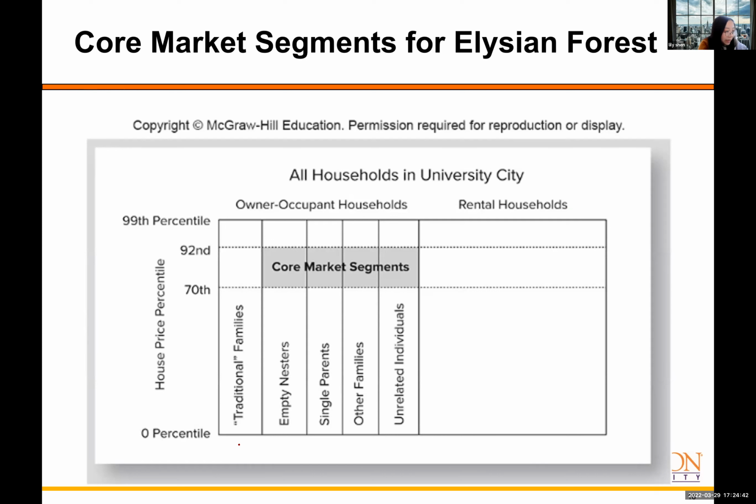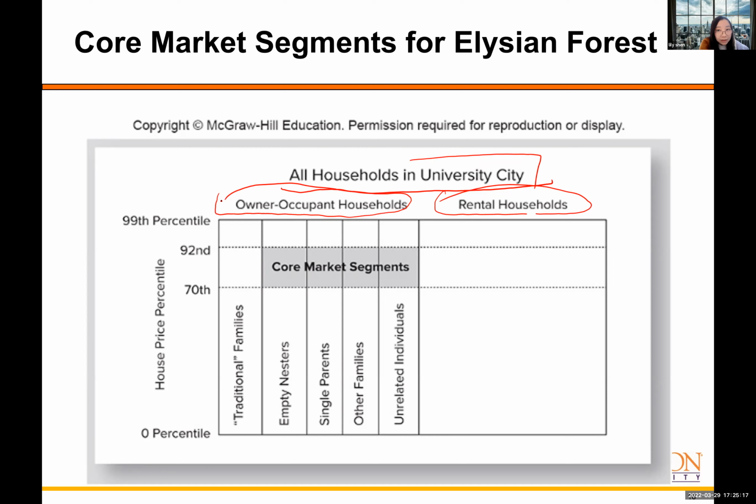So they collect some data. They find out that among all households in University City, a little bit less than 50% are rental households. Maybe they're students, maybe they're not ready to settle down. And also there are a little bit more than 50% owner-occupied households. So those are all the potential buyers.